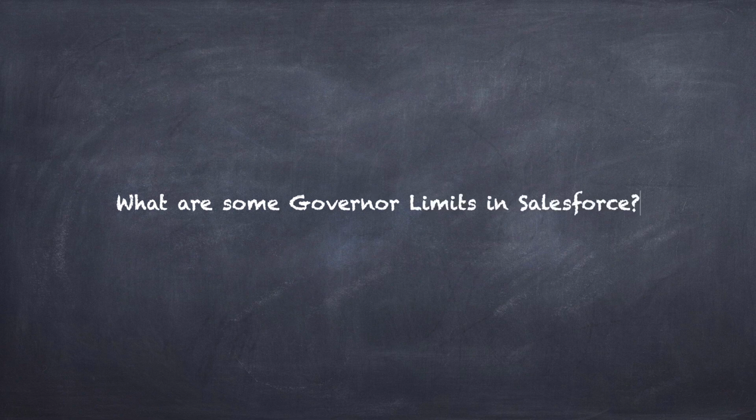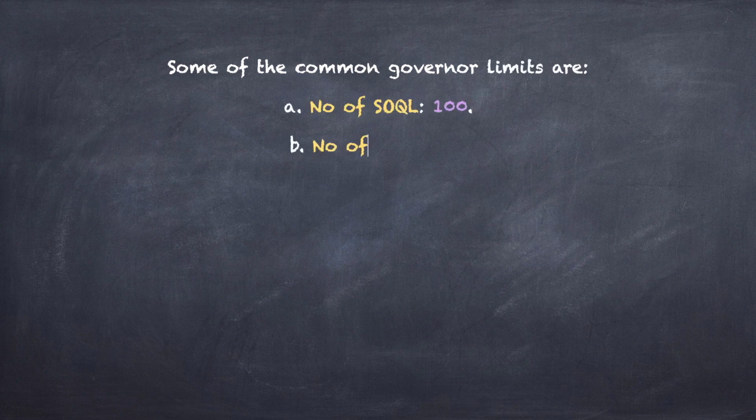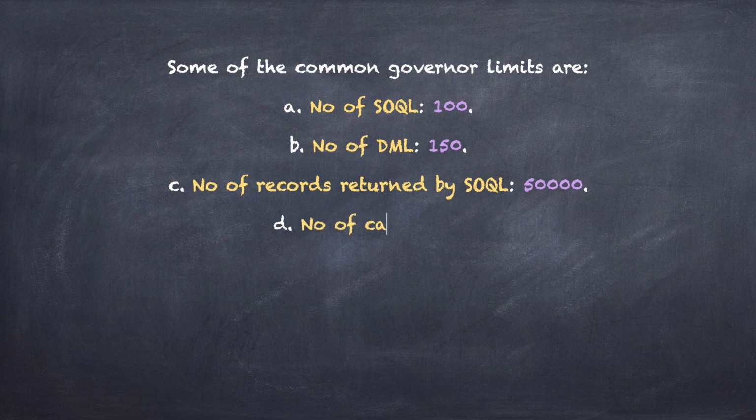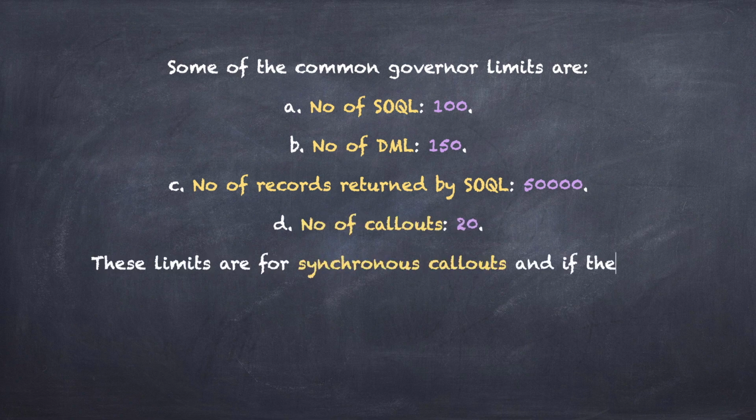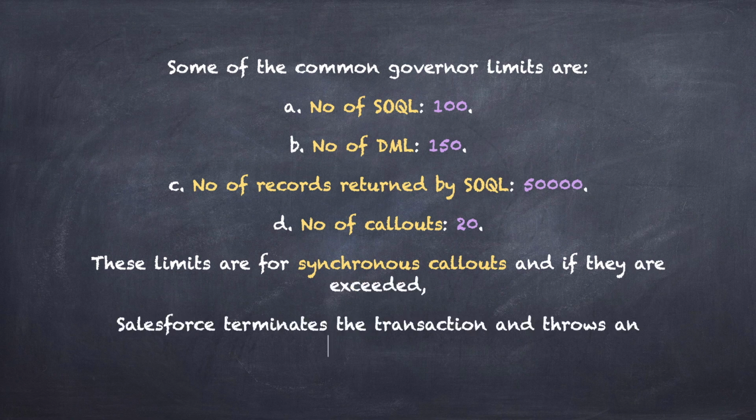What are some governor limits in Salesforce? Some of the common governor limits in Salesforce are number of SOQL queries, which is 100, number of DML statements, which is 150, number of records returned by a SOQL query is 50,000, number of callouts is 20. All these limits are for synchronous transactions, and Salesforce terminates the transaction if the limit is exceeded.